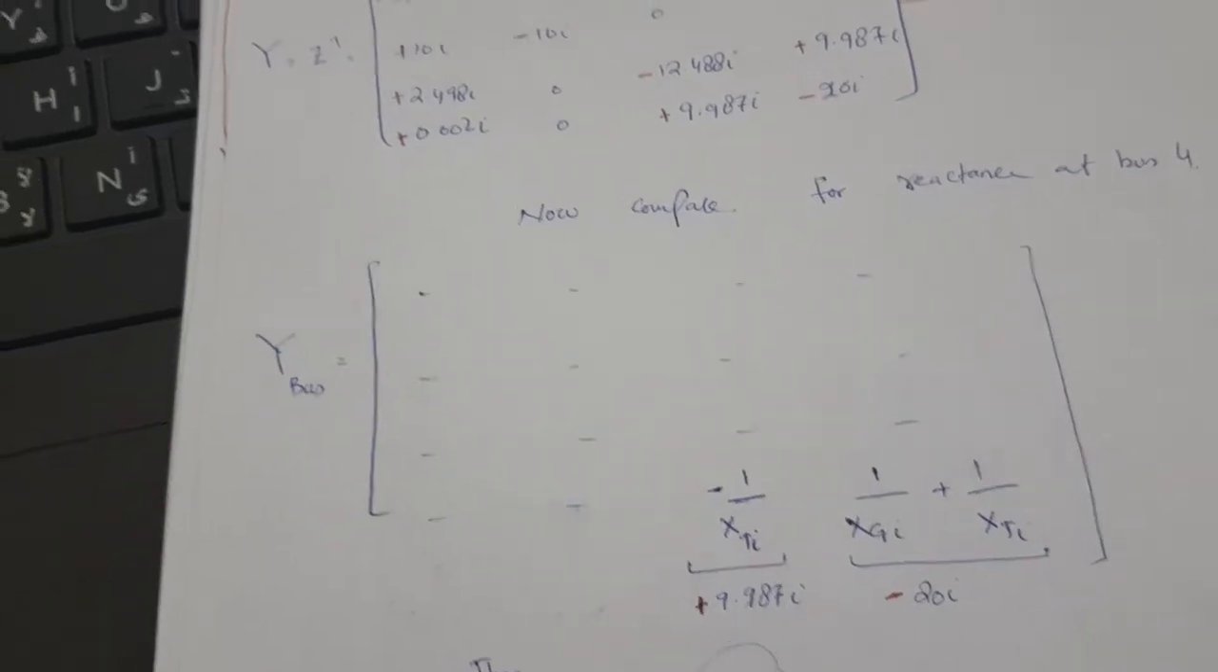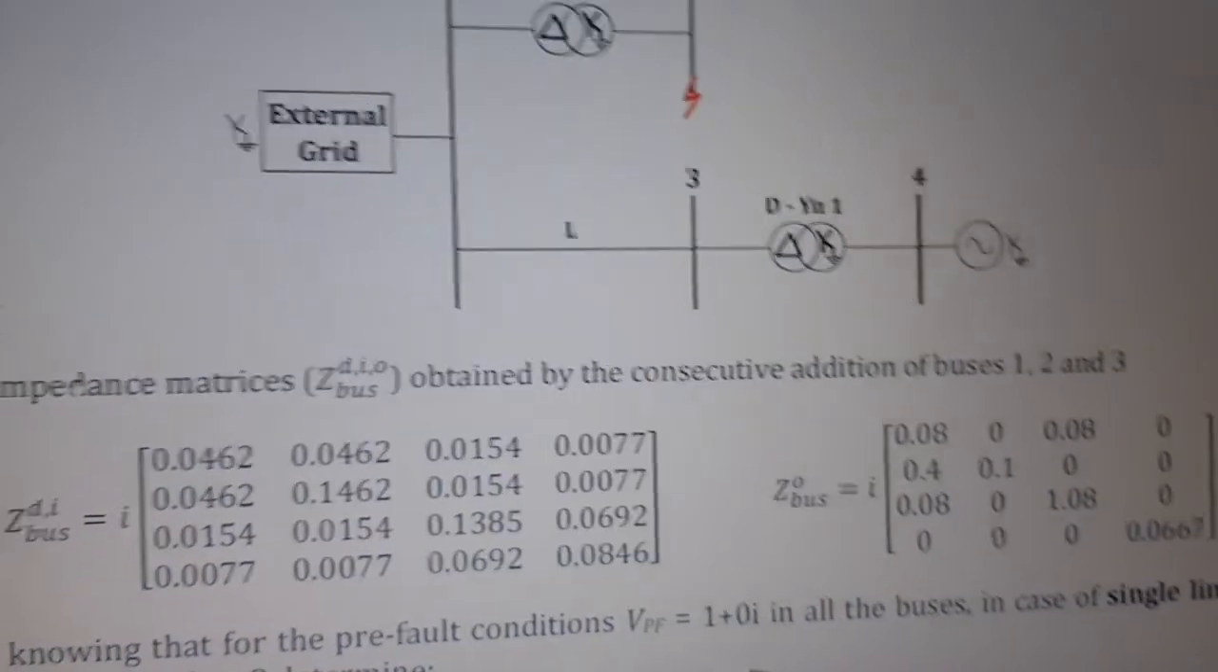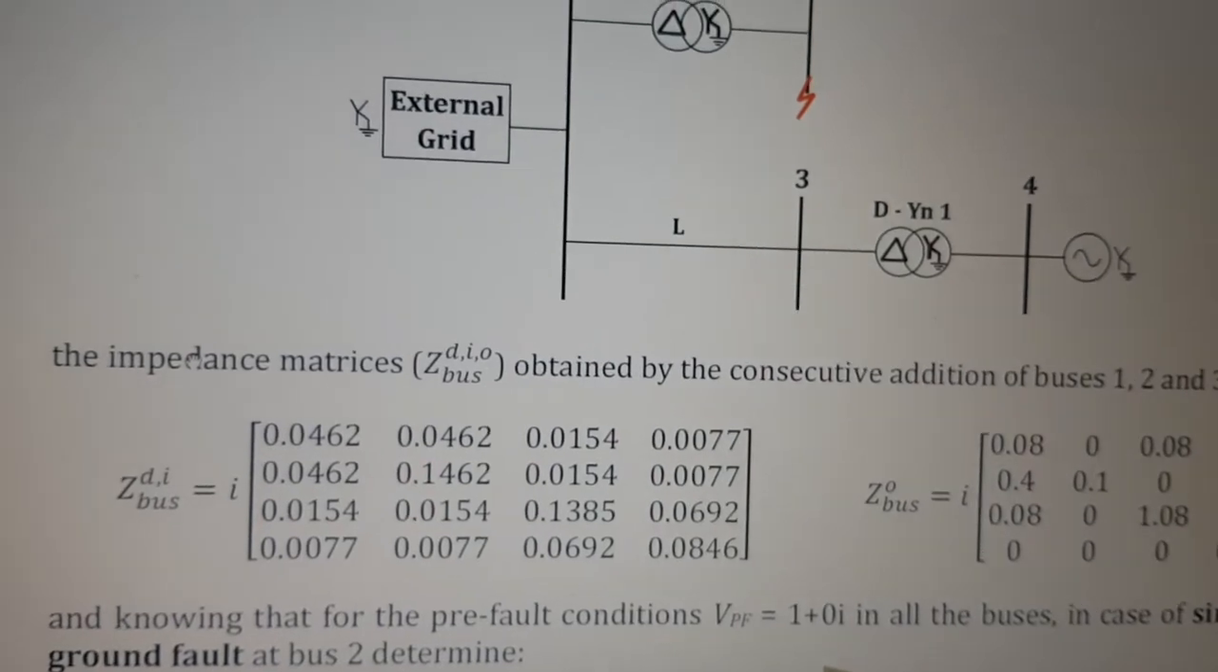At bus 4 we have the generator reactance, but the reactance of the transformer is also attached, so you have to write plus 1 over xt. The next point is you have to find xt, because both quantities are unknown. In the whole matrix you have to observe in which point you can get only the value of xt.